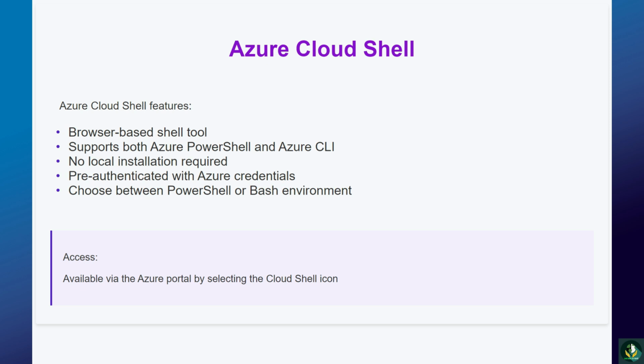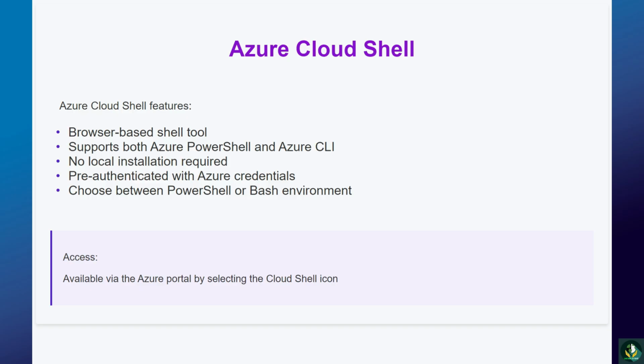This means users can choose the shell environment they're most comfortable with, whether it's the PowerShell syntax or the bash-style commands of the Azure CLI. This flexibility allows team members with different backgrounds and preferences to work efficiently within the same platform. The browser-based nature of Azure Cloud Shell offers significant benefits in terms of accessibility and convenience. There's no need to install or maintain any software on your local machine, which not only saves time but also ensures you're always working with the latest version of the tools.